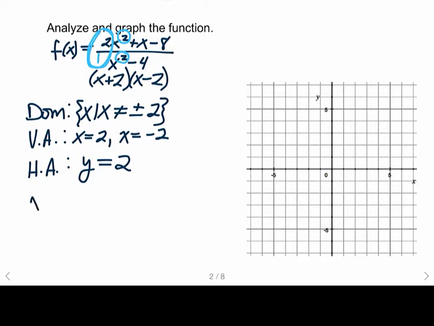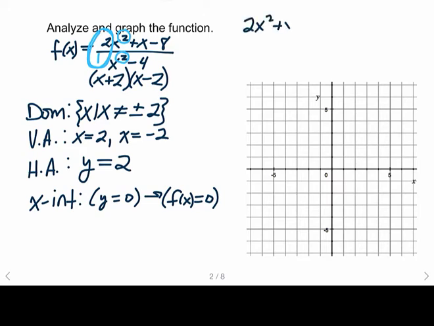For our x-intercepts, we look for values that make the fraction equal to 0. Remember, an x-intercept is where y is equal to 0. y equals 0 means that f of x is equal to 0, and the only thing that can make a fraction equal to 0 is its numerator.